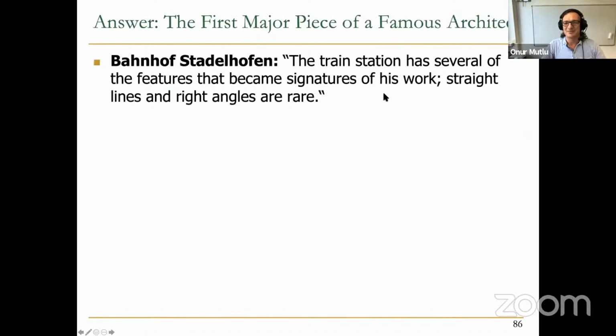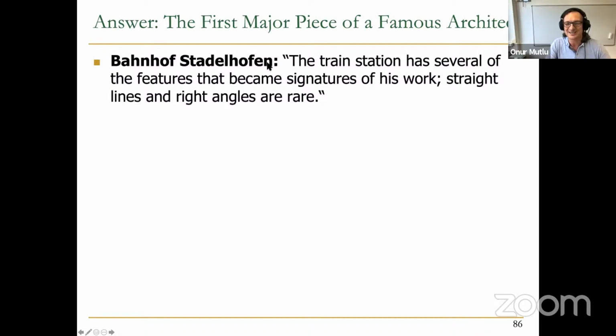But my answer to this is that this is the first major piece of a famous architect. It actually carries the signature of this architect's work, which means examples are straight lines and right angles are rare. And we're going to see more examples of this. Does anybody know who this architect is? Yeah, go ahead, please. Santiago Calatrava. Yes, that's correct. I think somebody on Zoom also answered it correctly, so that's good.